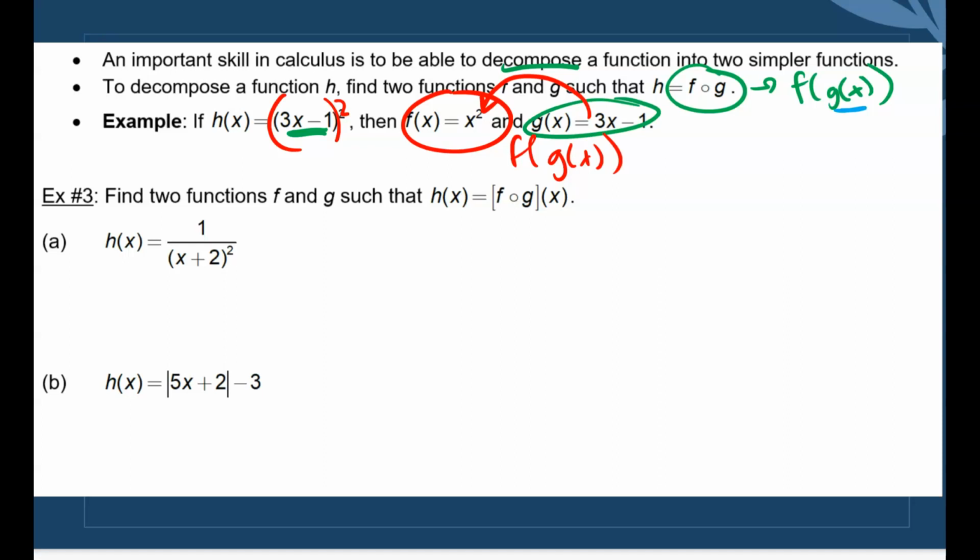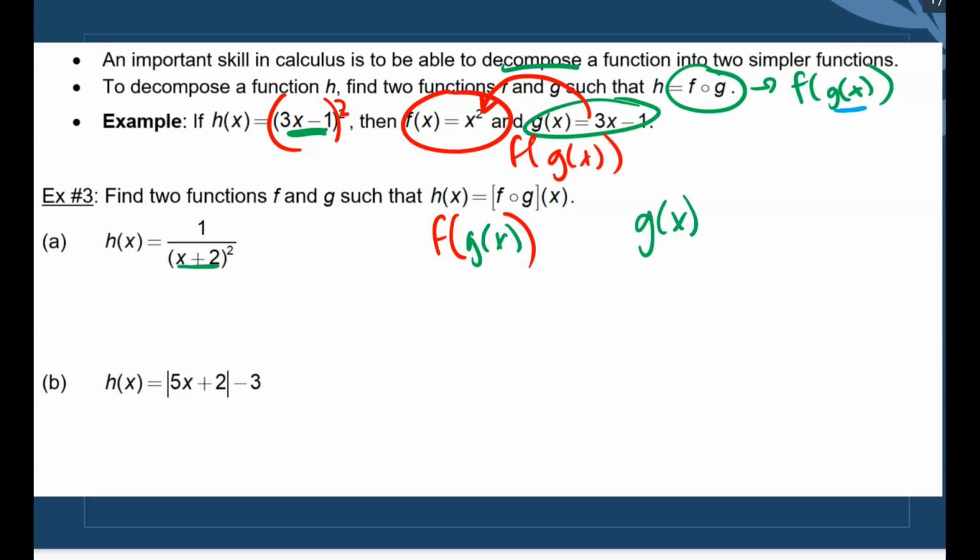So there are two examples here. I have 1 over (x plus 2) squared. Let's find two functions, one that's outside and one that's inside. Having this ability will make this section way easier. If I'm trying to write this as f of g of x, I'm going to write them in two different colors again. I would like to know what function is inside of another. I notice that this x plus 2 is inside a square.